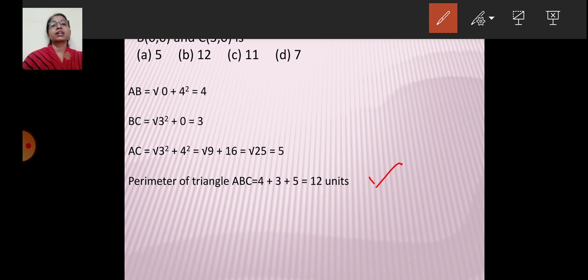So what is the correct answer? Correct option, the perimeter of the triangle is 12 units. Okay.